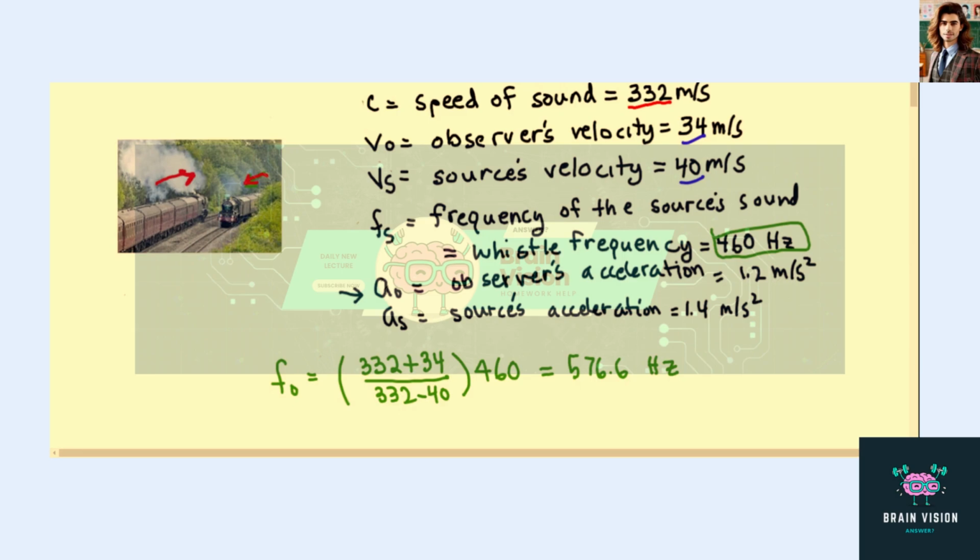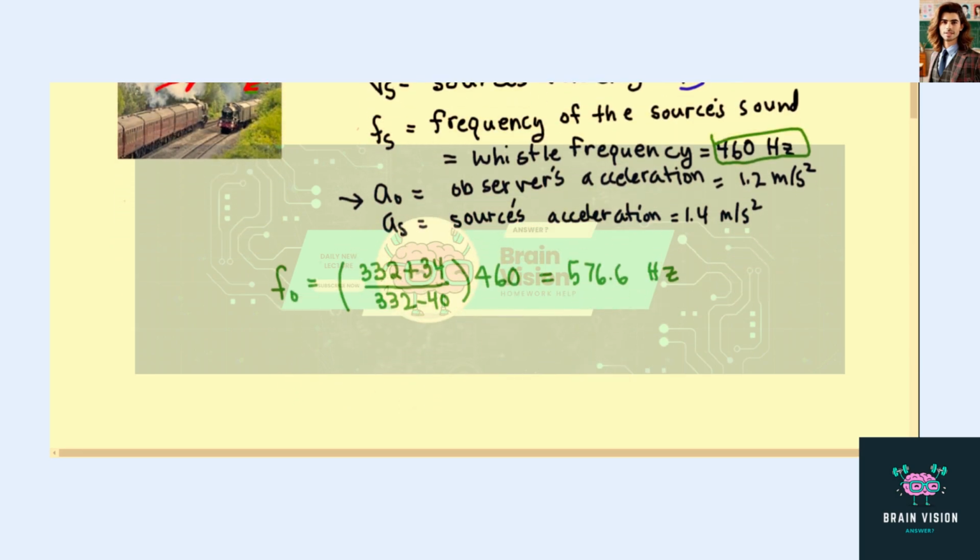Now that's not the interesting part of this problem. The interesting part is this question. What's the rate of change of the frequency? At first I didn't know what to do, but then I noticed that they told me the acceleration. Our acceleration is 1.2 meters per second squared, and the source's acceleration, so the other train, is 1.4 meters per second squared. That told me the velocities are both changing, not the frequency. So this 460, that's a constant.